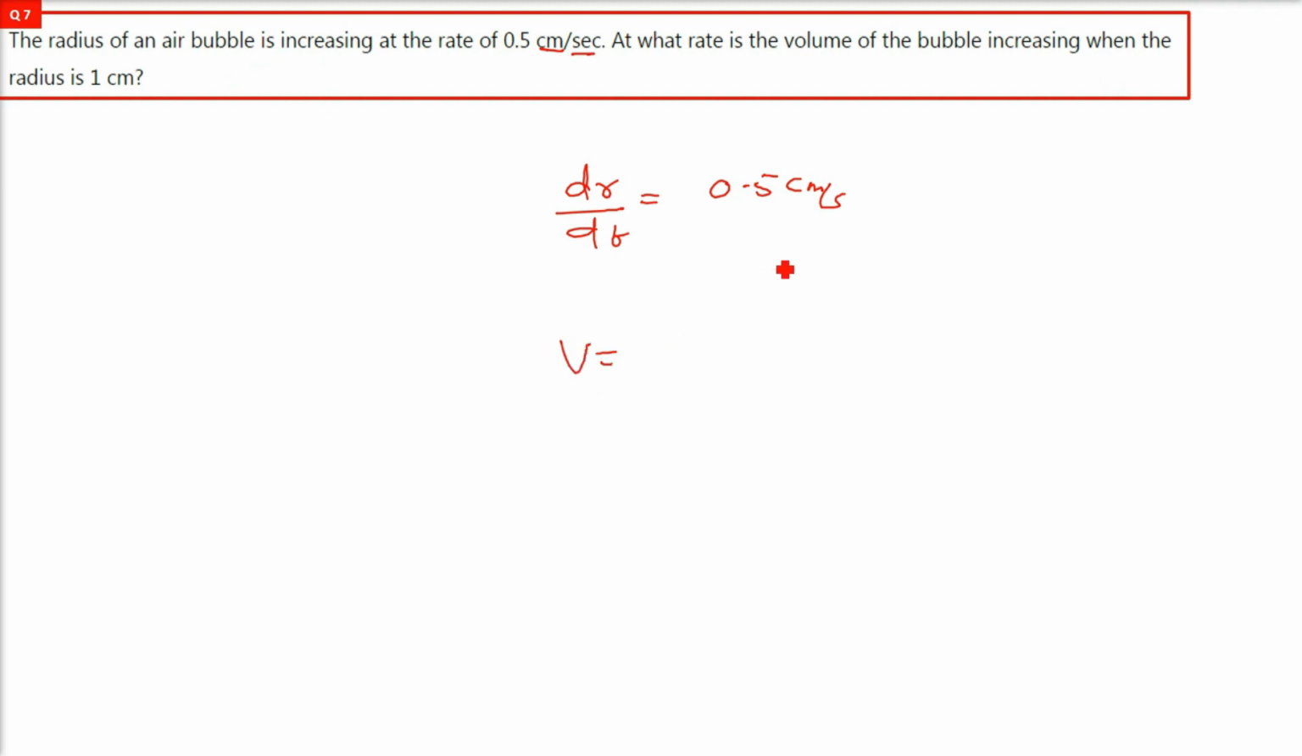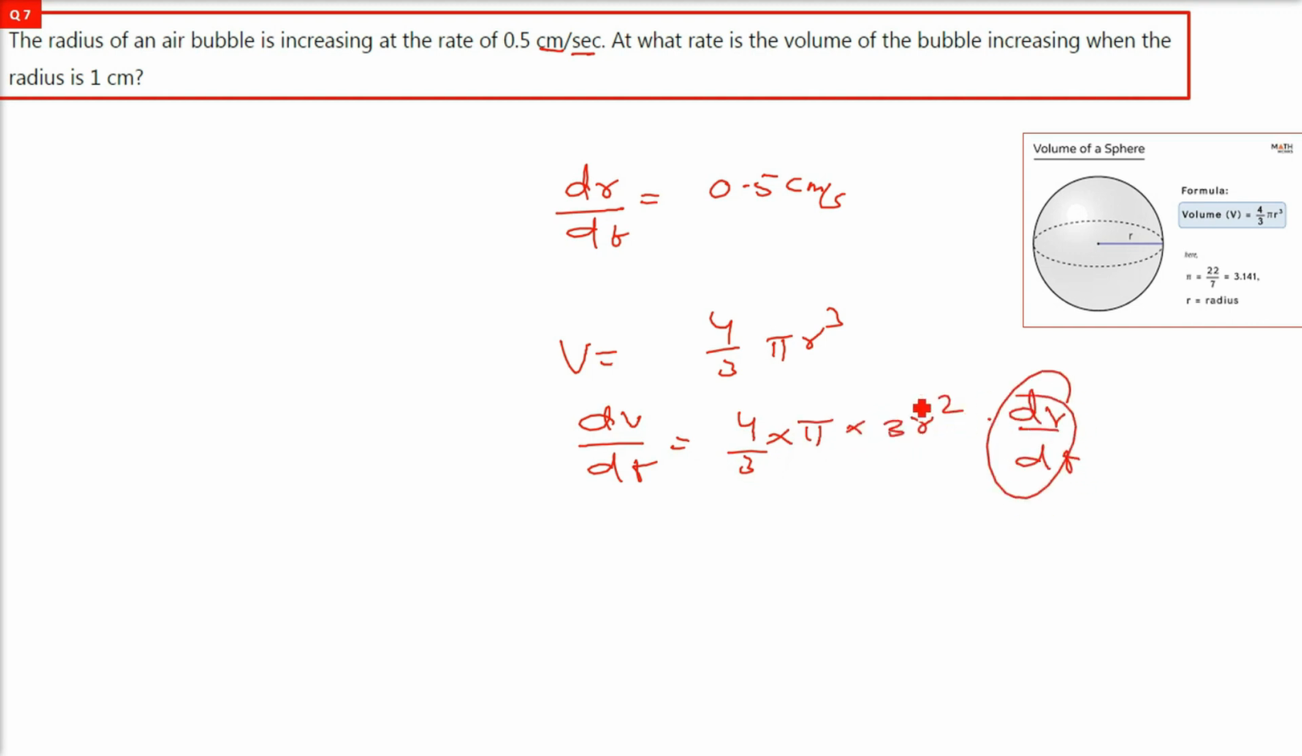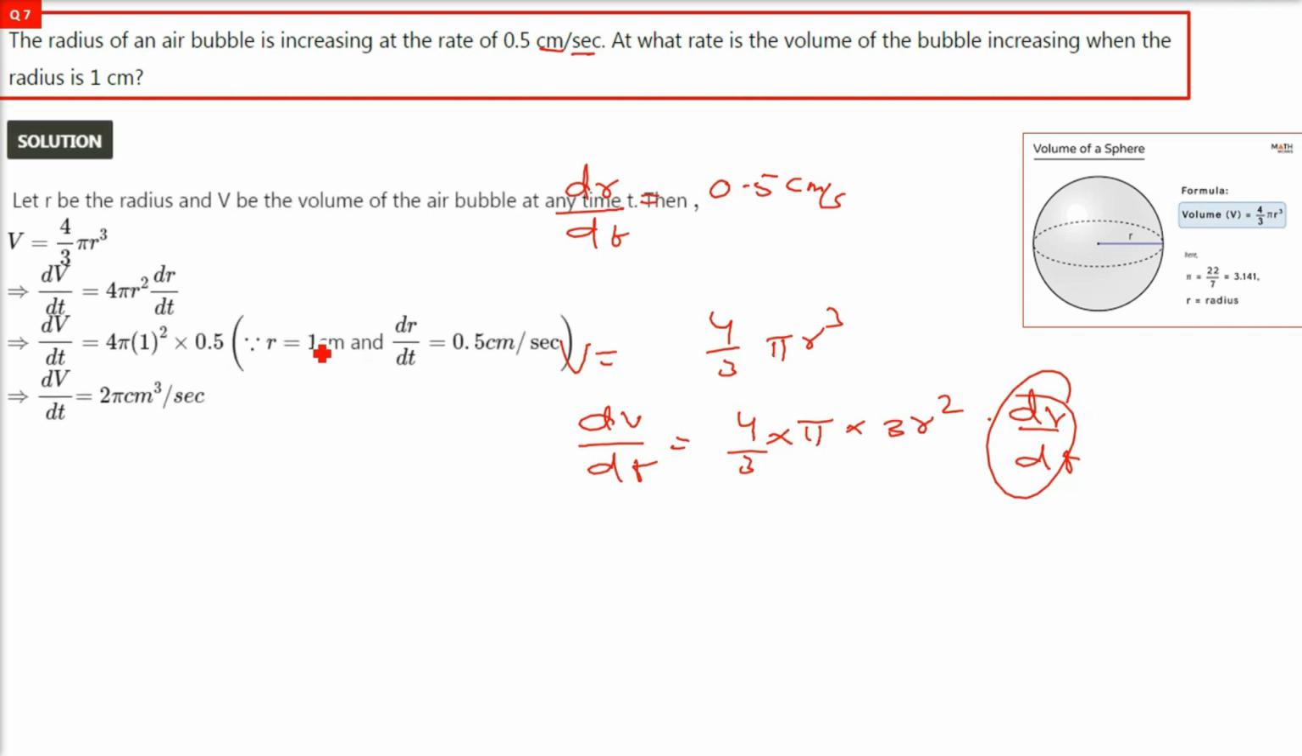Volume is what? We're talking about a bubble, which is a sphere. Volume is 4 by 3 pi r cube. dv by dt is going to be 4 by 3 pi into 3 r square, and then dr by dt. So what do we have to find out? This is dv by dt we have to find out. dr by dt is already given, which is 0.5 centimeter per second.